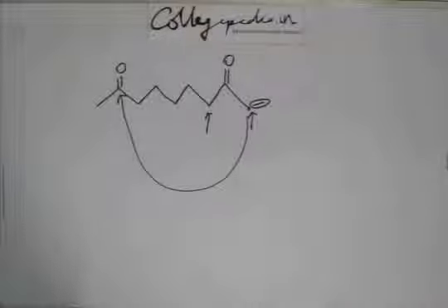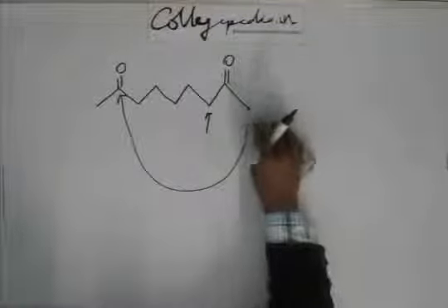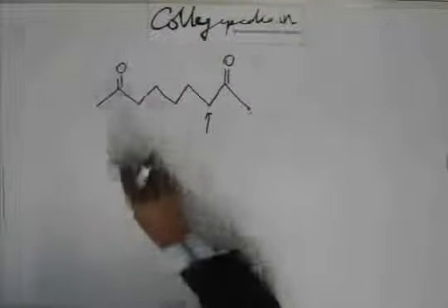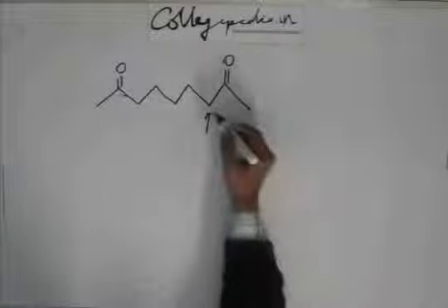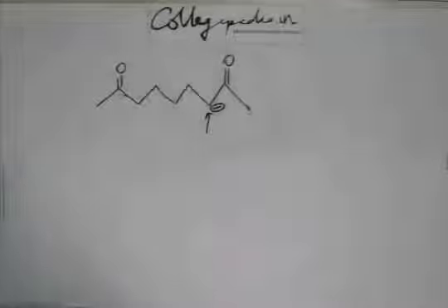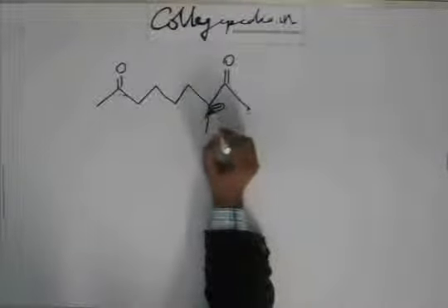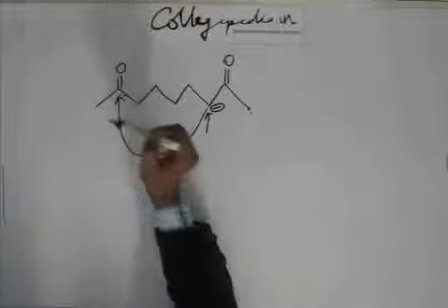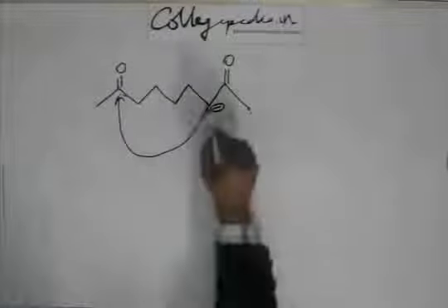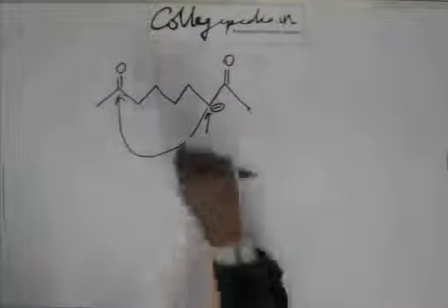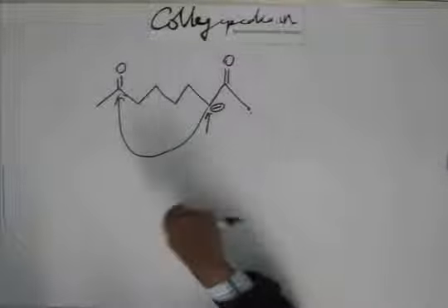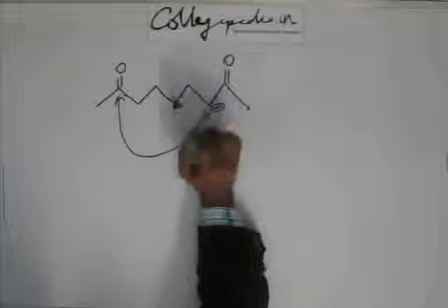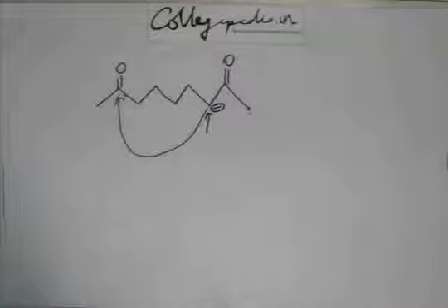Now if the base abstracts hydrogen from the other alpha carbon, then this carbon will develop a negative charge, and this carbon will go and attack this carbonyl group. So this carbon is going to form a bond with that carbon, the open chain is going to close, and there will be a ring formation with 1, 2, 3, 4, 5, 6 members in it.